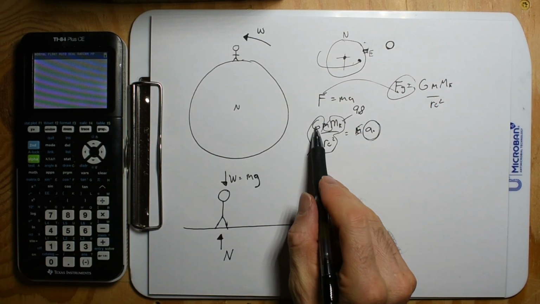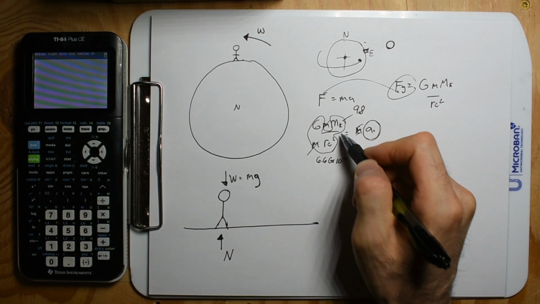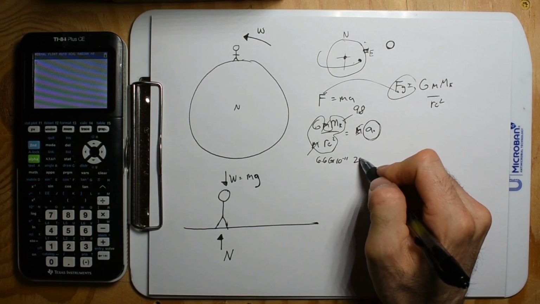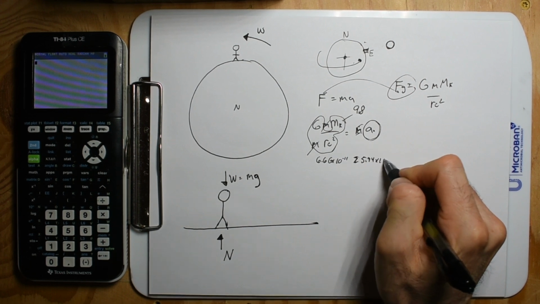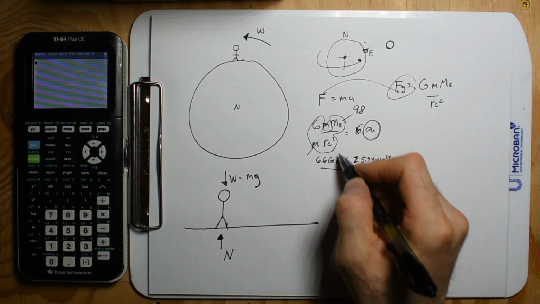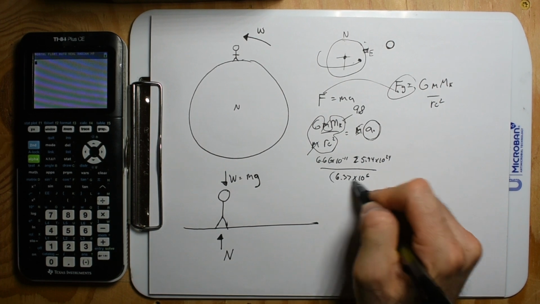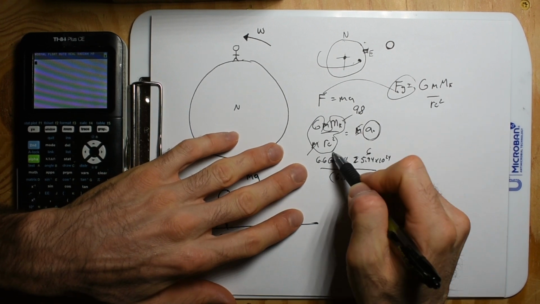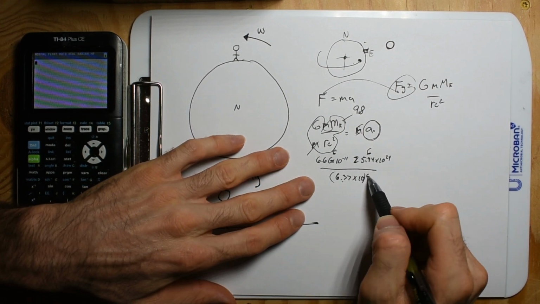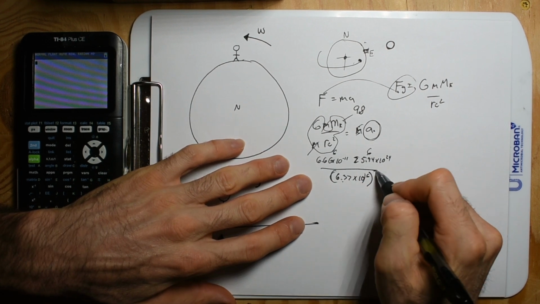You know what I mean? Gravitational constant, 6.67 times 10 to the negative 11. Mass of the Earth, 5.94 times 10 to the 24. Divided by radius of the Earth, 6.37 times 10 to the 6. And at the end of the day, this is 6, this is 6, this is 6, and this gets squared. 6 times 10 to the 6, but this gets squared.